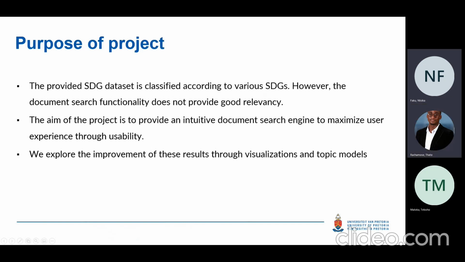In order to understand the purpose of our project, you need to understand where it's coming from. The provided SDG dataset is classified according to various SDGs. However, the document search functionality does not provide good relevancy. The aim of the project is to provide an intuitive document search engine to maximize user experience through usability. We explore the improvement of these results through visualizations and topic models.